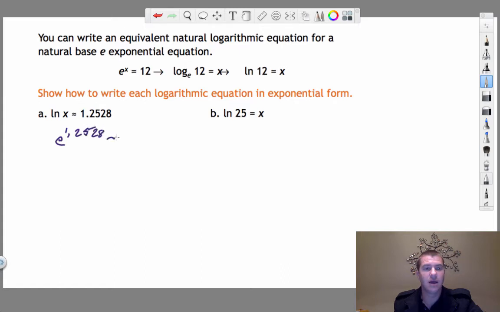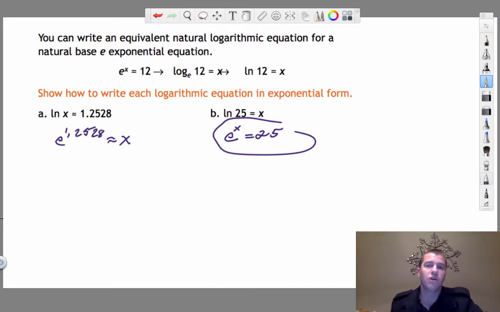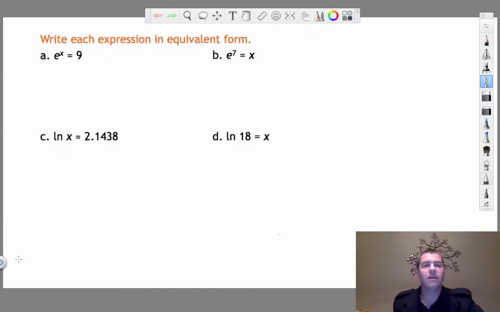1.2528 is approximately x. Same thing here, keep the base, e raised to the, go away, x, come back is equal to 25. So it's pretty much the same thing we've been doing. It's just you have to notice when you see ln, that's the base e. So go ahead and rewrite these real quick. The first two write in log form, the second two write in exponential form, and I'll give you those answers in 3 seconds.